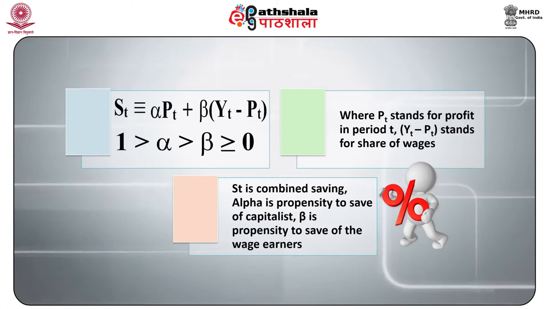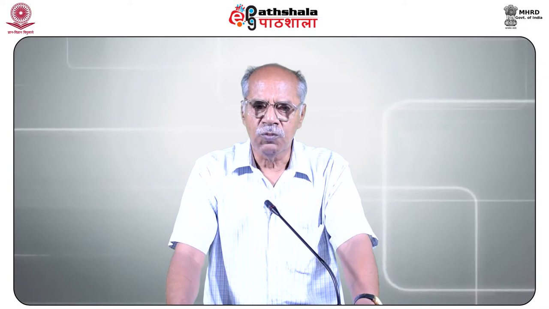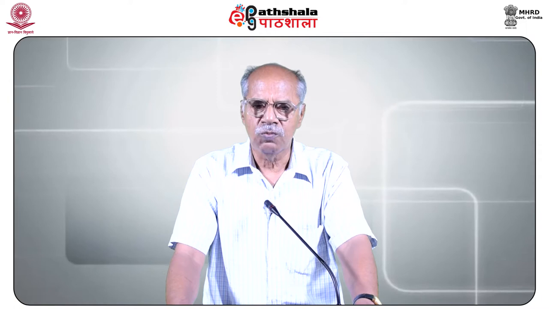Alpha is the propensity to save of the capitalists, beta is the propensity to save of the wage earners, where 1 is greater than alpha, which is greater than beta, which is greater than or equal to zero, which means that the propensity to save of the capitalists is greater than the propensity to save of the workers or laborers.